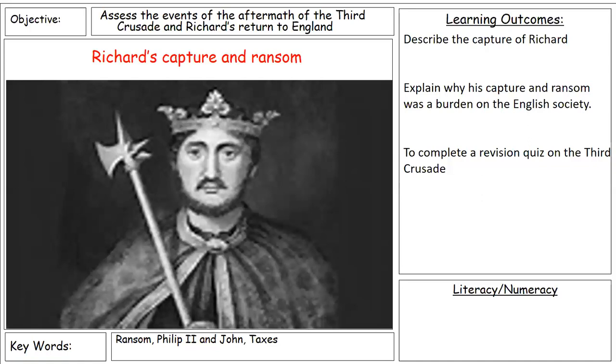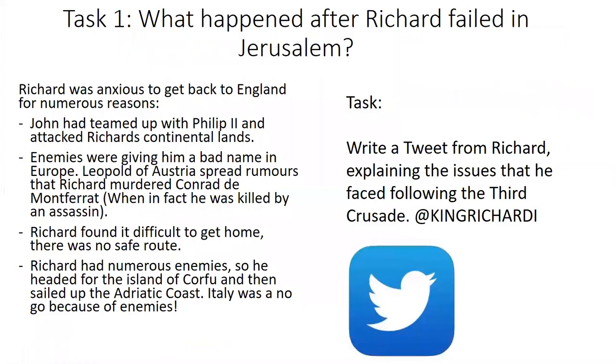So this caused significant problems for England, who had just been through a crusade. Richard had already demanded quite a significant level of money to pay for his crusade to try and defeat Saladin and recapture the Holy Land, which we know from the last YouTube video, he wasn't able to successfully do. So, what happened after Richard failed in Jerusalem?